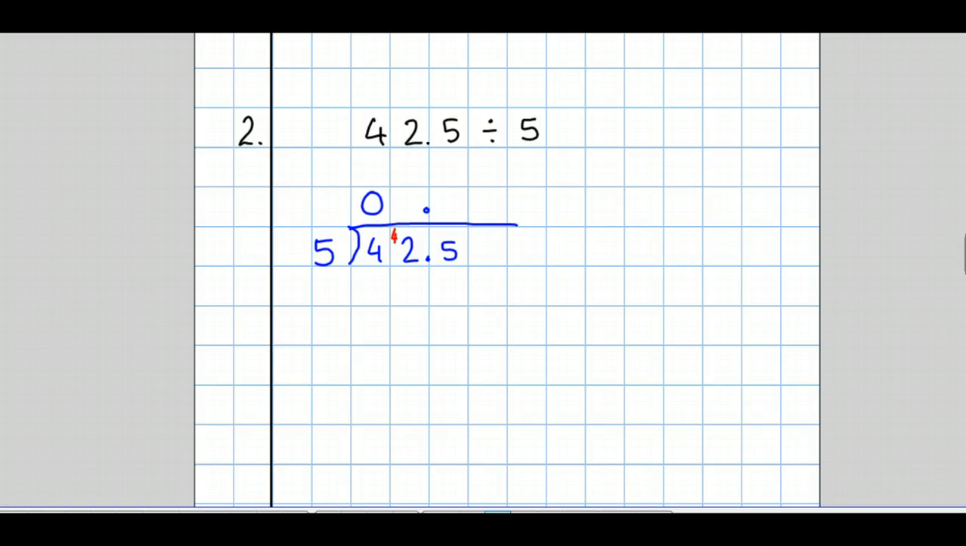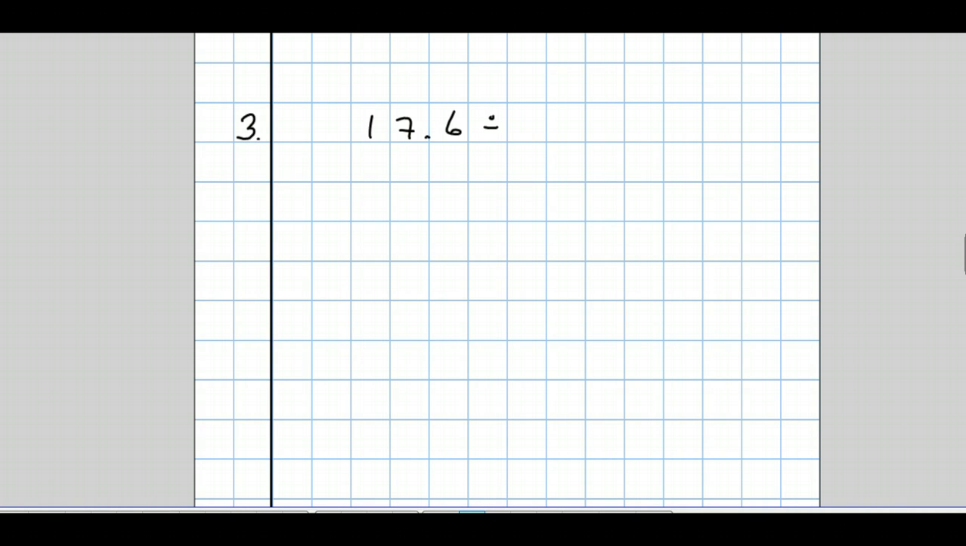5's into 42 go 8 times. 8 5's are 40, so there's 2 left over. And 5's into 25 go 5 times, so the answer is 8.5. And, which I won't do, but if I was to multiply those two together, you would get 42.5. Let's look at a third example. Question 3.